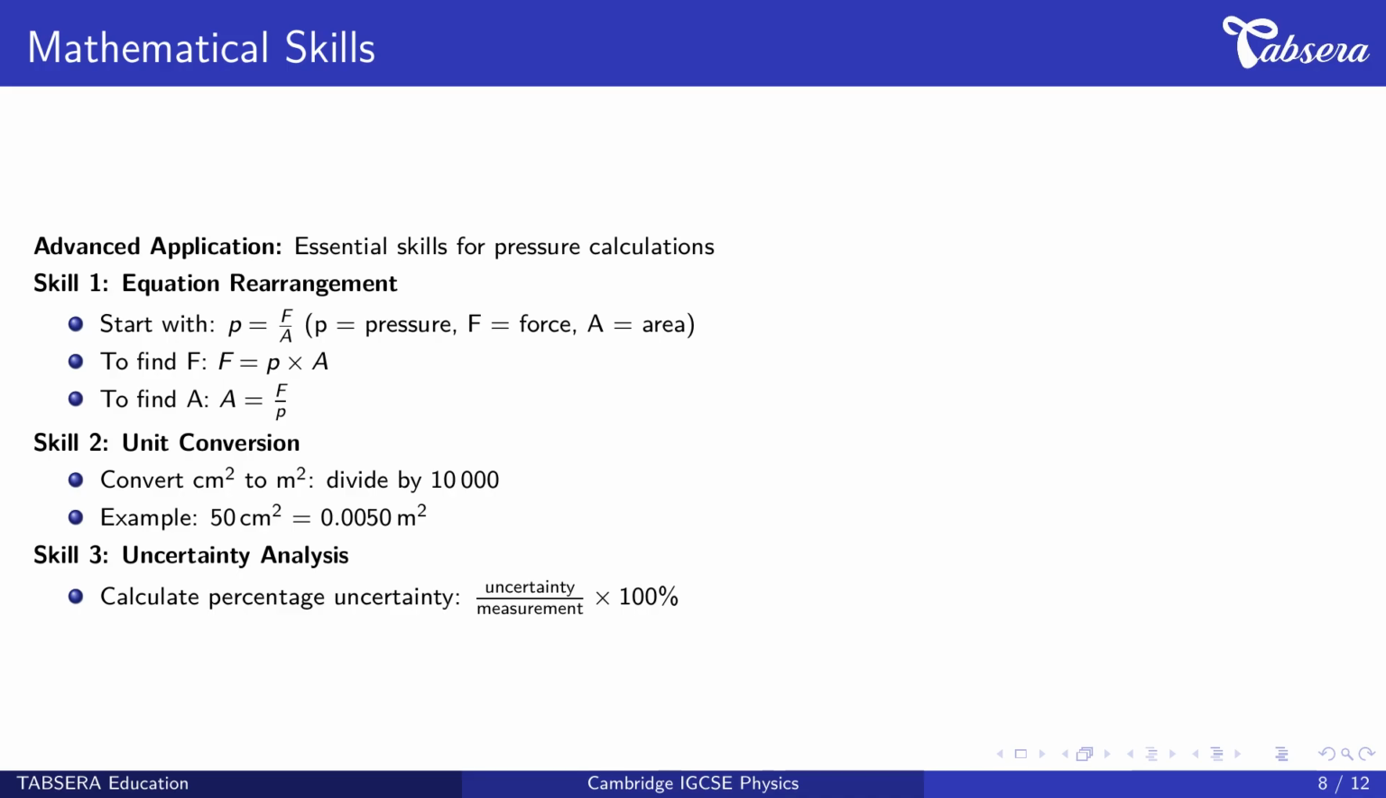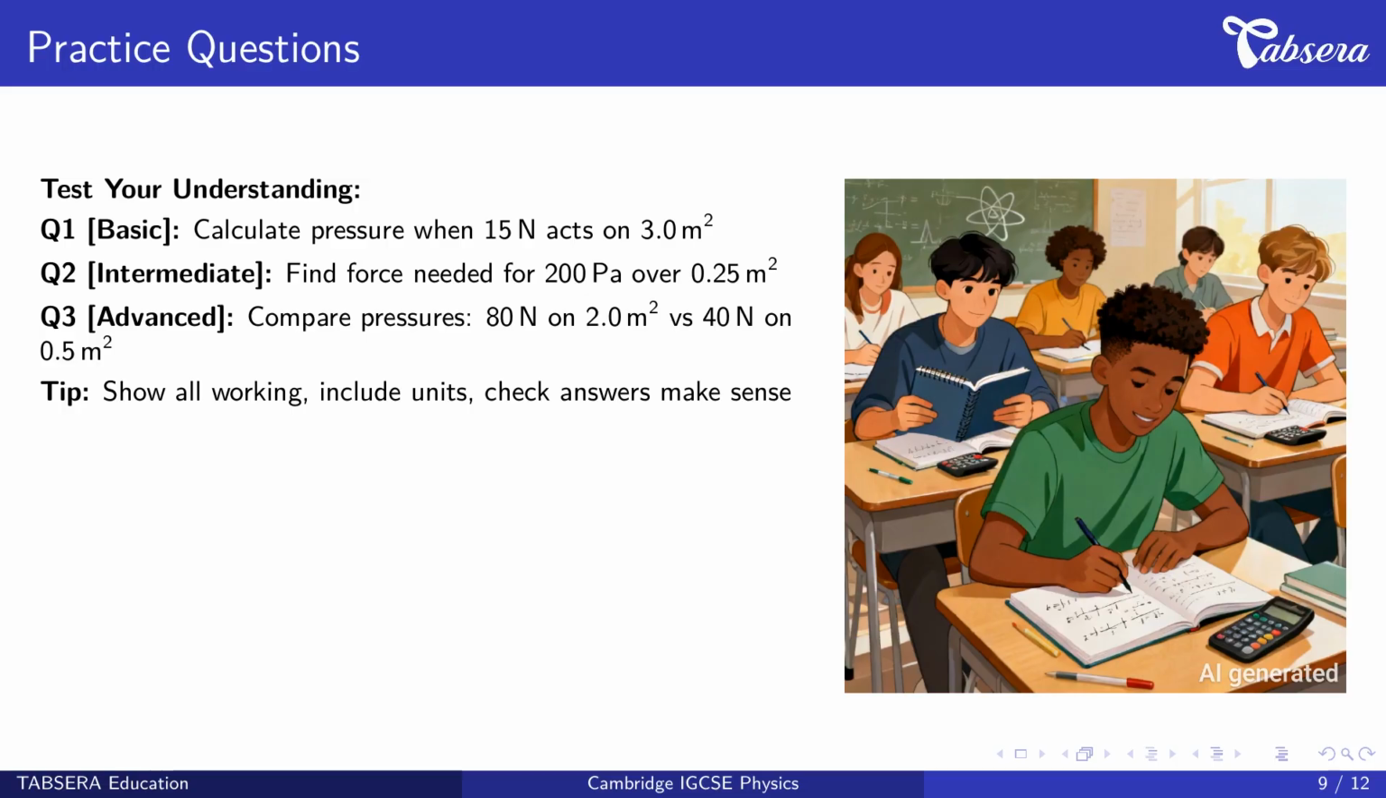Third, uncertainty analysis. Percentage uncertainty equals uncertainty divided by measurement, multiplied by 100%. This quantifies measurement precision and helps evaluate result reliability. Now practice what you've learned with these 3 questions.